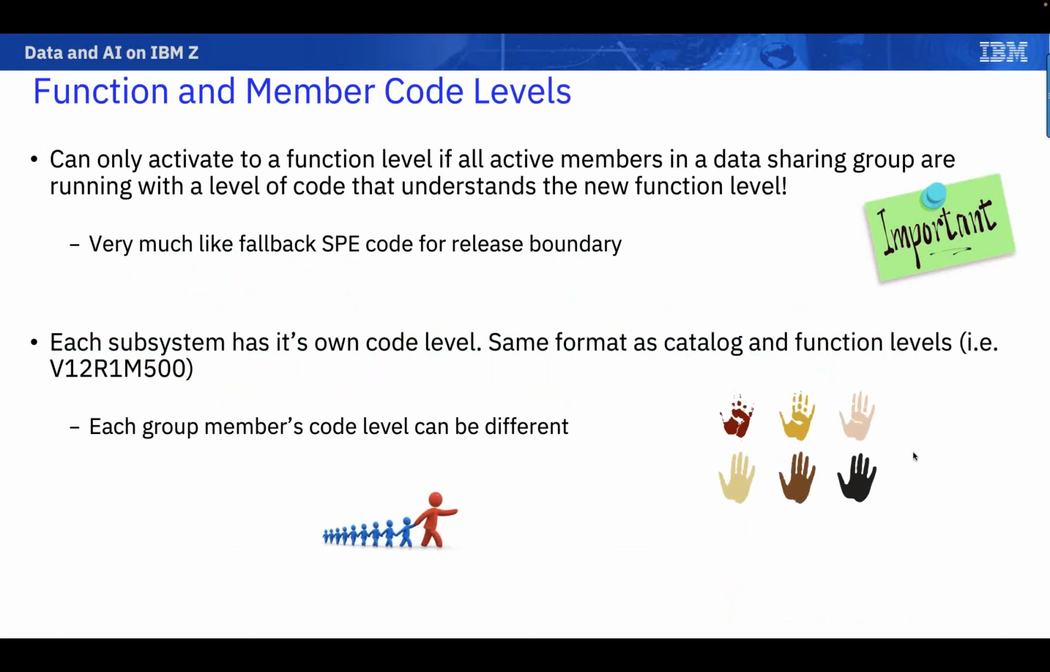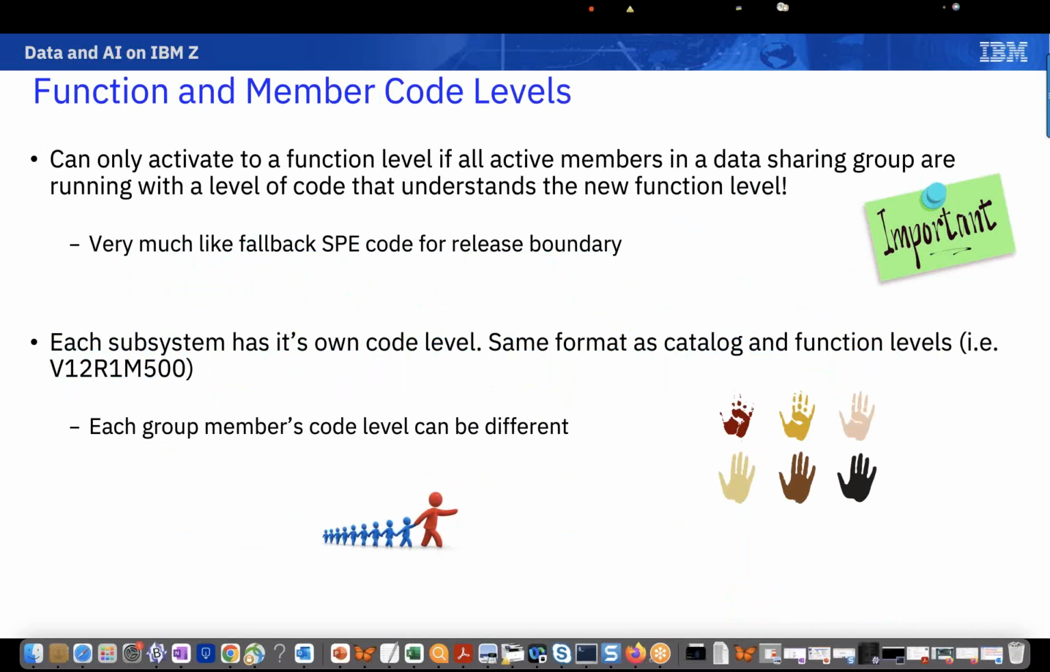But as we're going through continuous delivery on a release, and now it's going to be version 13, we're putting out the function levels every 3 or 4 months. And so your code levels will lag behind what the highest available function level is. Each subsystem does have its very own code level. So if you're trying to activate a particular function level, we will look at the code level of each one of the active members to decide if you're enabled to activate that function level. Next chart, please.